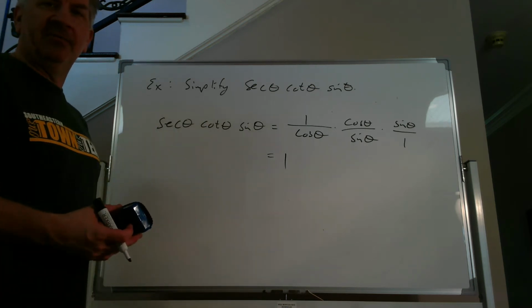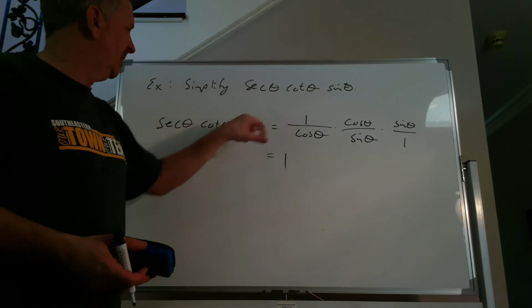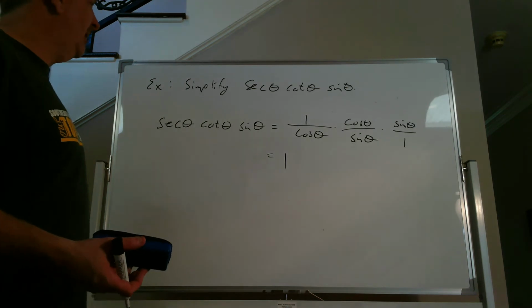So that one's not that difficult, okay? But notice what you had to know here, your reciprocals and your quotients, and you had to know how to multiply fractions as well. Well, that wasn't too bad.